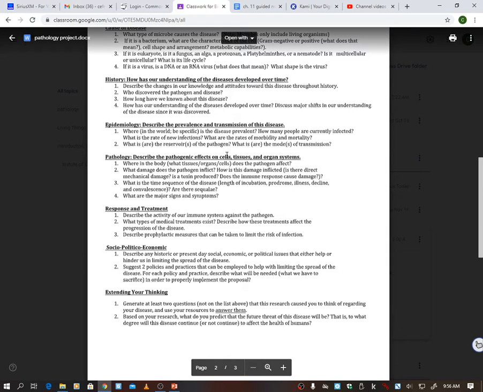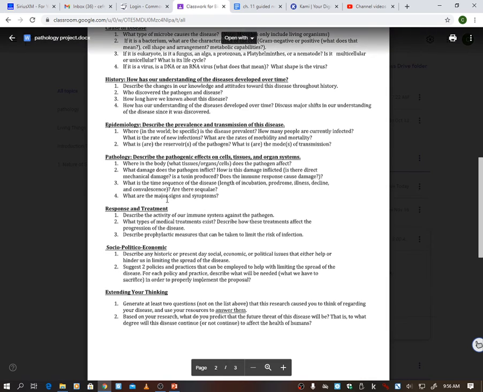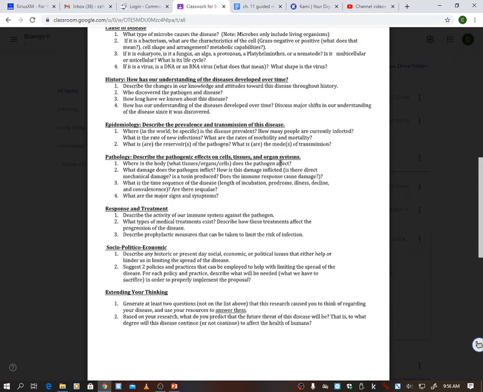Pathology: describe the pathogenic effects on cells, tissues, and organ systems. So this whole section is what does it do to our body? Where in the body does the pathogen affect? It might infect the whole body, or it might just affect the lungs. What damage does the pathogen inflict? How is the damage inflicted?